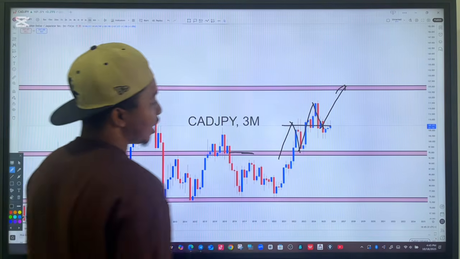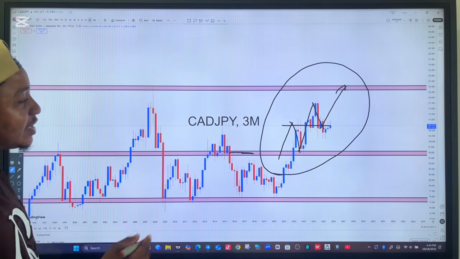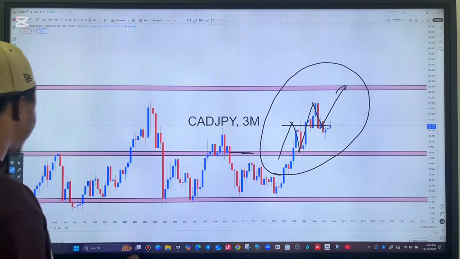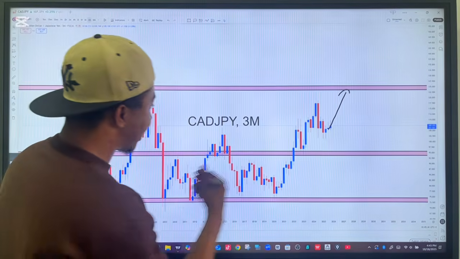Price goes all the way to the upside. So this is a very beautiful uptrend on the 3 months time frame, indicating that price will be moving to the upside. But if price is going to go to the upside, then how will you pick buys to the upside on CAD JPY?